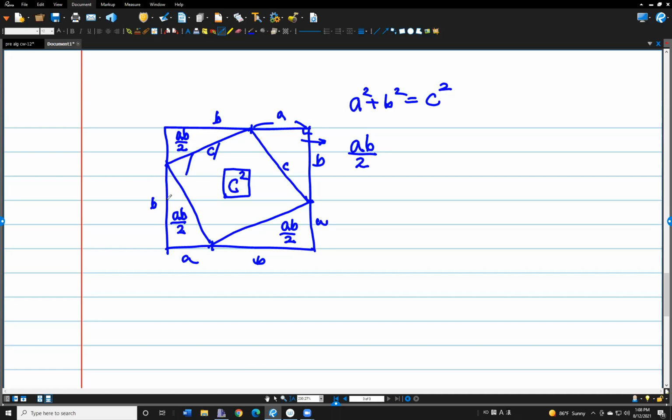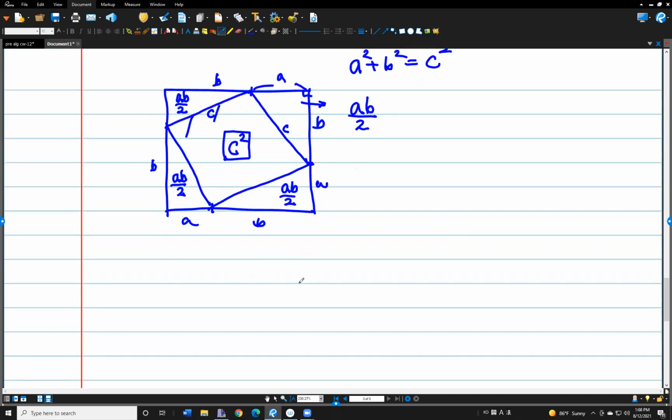Okay, this one is a little hard because you haven't learned factoring yet. Now, this side is A plus B, right? This side is also A plus B. What is the area of this large square in terms of A and B? A plus B times A plus B, right? That's the area of the large square.